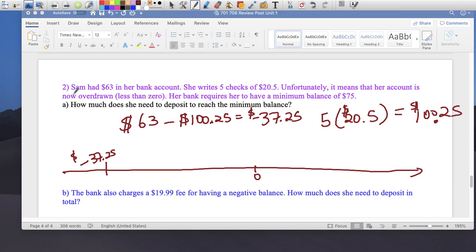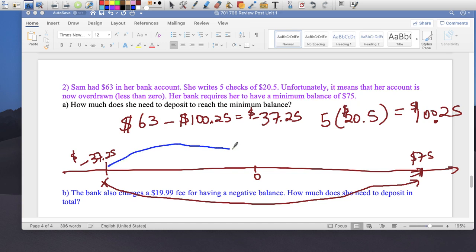Like I was explaining to you guys, the bank says you always have to have $75 in your bank account. She's here. She has to go back to the bank and deposit enough money to go all the way from negative 37.25 to positive 75. So how much money does she have to deposit? Think in terms of distance. From here to 0, she has to put in $37.25.